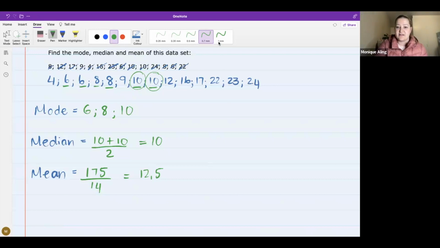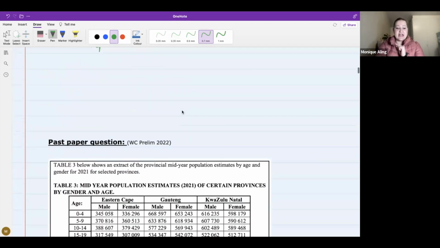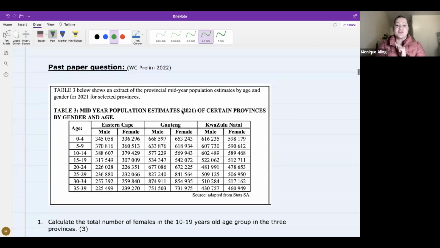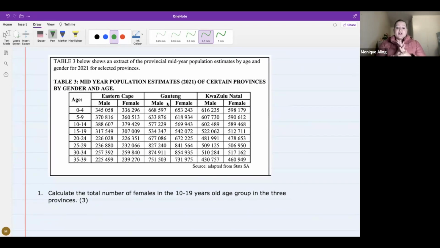Okay, fantastic. So we all are happy with working out the mode, median, and mean. Let's have a look at a past paper question. This was actually the Western Cape's Paper 1 prelim of last year, just this particular question. There's a lot of numbers, but that's normal with data handling, it gives you a lot of data.